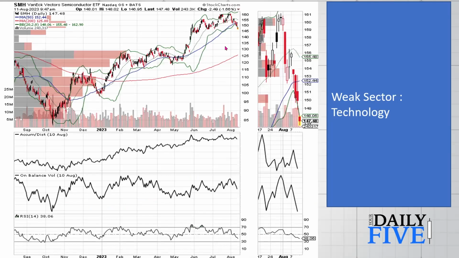Now, weak sector, again, technology. Look at the semiconductor ETF, SMH, below its 50-day moving average, breaking below these fairly weak-looking volume by price bars. Accumulation distribution is starting to flatten out. But here's the big one here. On balance volume is clearly hitting lower. People are selling. And when the selling picks up, you're going to expect to see the short sellers move in.